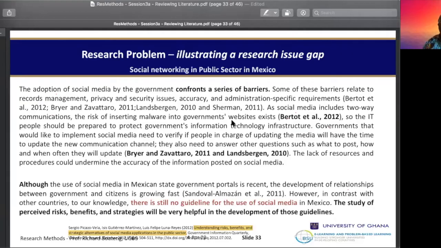This is one of the things that you're asking me, that when you define a gap, do you address everything? The gap he found was there's a need for guidelines for social media in Mexico. But he says he's going to only answer a part of the gap. A part of the gap is that he's going to look at the risks and benefits and strategies that will be helpful for the development of those guidelines. He didn't say developing the guidelines. He's going to just study some of the issues that can be considerations for developing the guidelines.